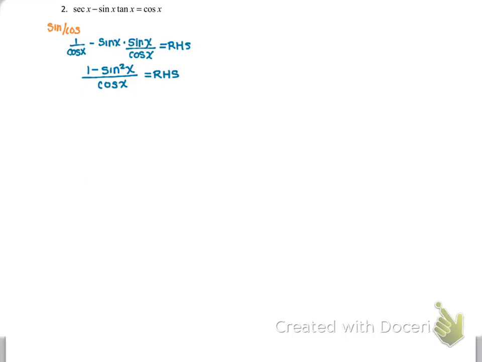Now, I hope that you noticed we have a Pythagorean identity, which is 1 minus sine squared, which is equal to cosine squared. So we have cosine squared over cosine of x equal to our right-hand side, and we have squared over 1, so we can simplify and divide out a cosine, and we are left with just 1 cosine in my numerator, which is equal to the right-hand side. And we are finished.